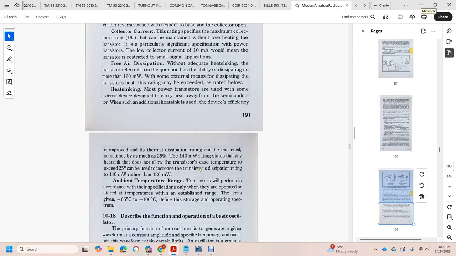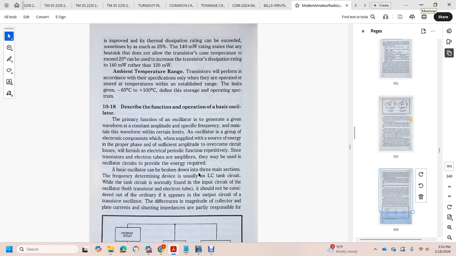Alright, describe the function and operation of a basic oscillator. The primary function of the oscillator is to generate a given waveform with a constant amplitude at a specified frequency, maintained within a waveform circuit. An oscillator is a group of electronic components which supply a source of energy with the proper phase of the signal and sufficient amplification to overcome the circuit losses, so the electronic device functions periodically and repetitively. Some transient of the electron tube of the amplifier may be the tube of the oscillator, with the circuit providing the energy required.